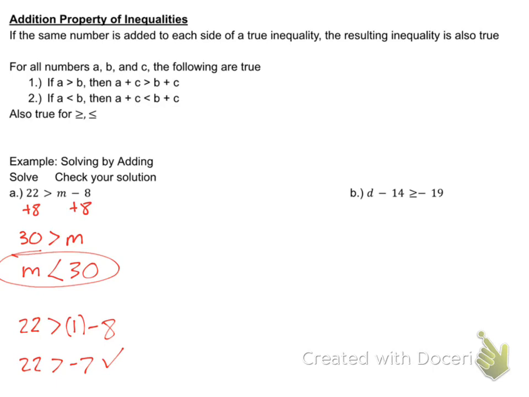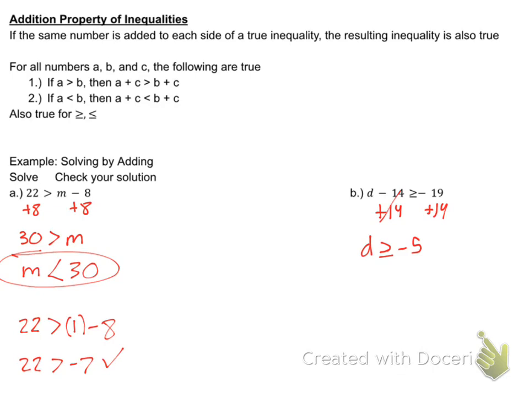Guys, try part B, please. So, in part B, what do we have to do? Add 14 to both sides, yeah? Yes, sir. This is gone, so D is greater than or equal to negative 5. Hey, do I have to flip that one? No.